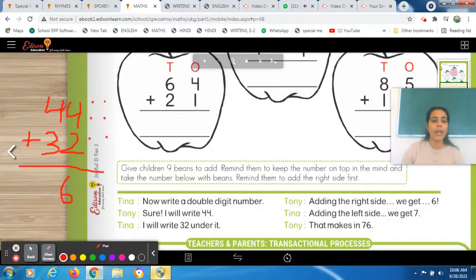Now in the same way, he will say that Tina, you will add the left hand side. So Tina said, adding the left side, we get 7. Okay, so when they add the two digit numbers, that makes 76. That means 44 plus 32, we get 76. Okay, in the same way we have to do with these equations, right?